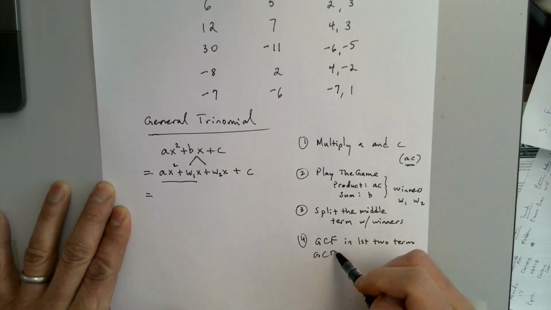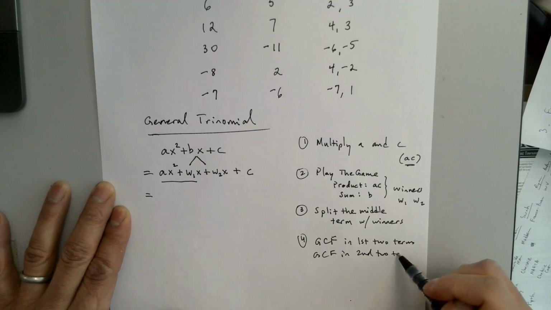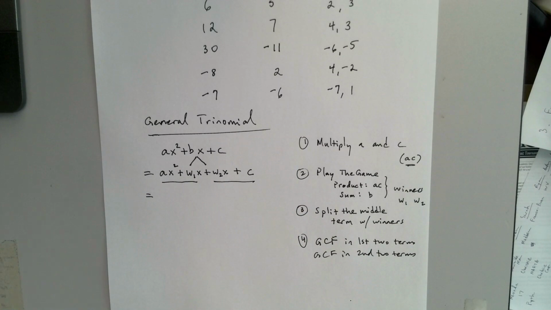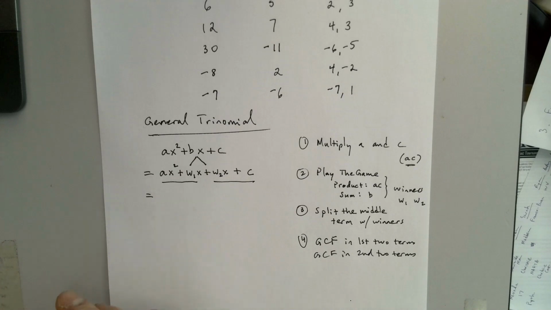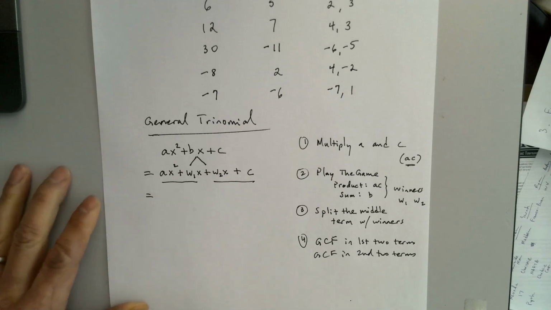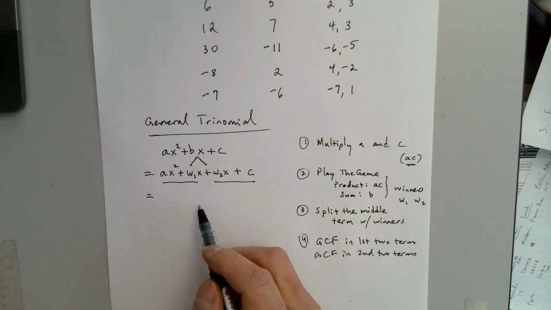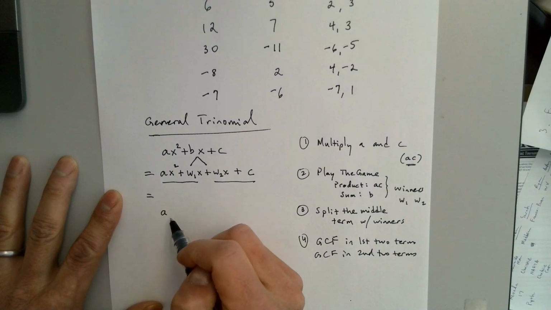And a GCF in the second two terms here, and then take it out. Now here I'm going to actually use numbers, because I think it's easier for this lesson to use real numbers.